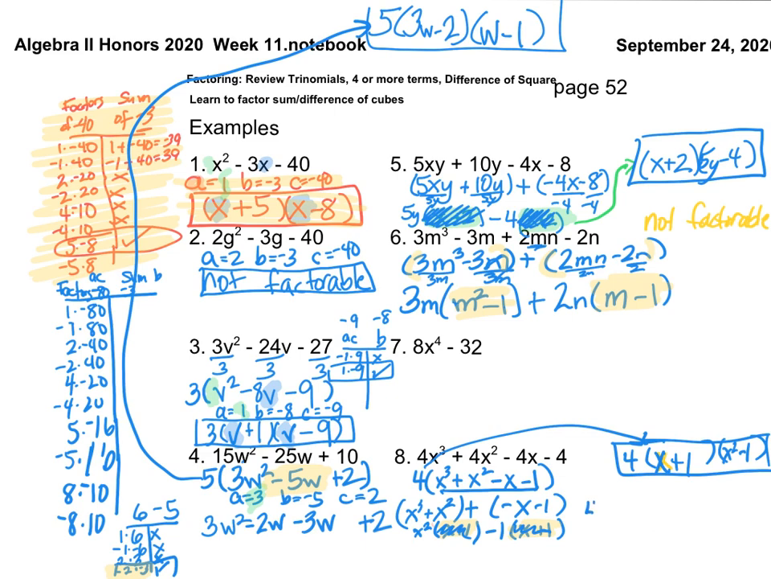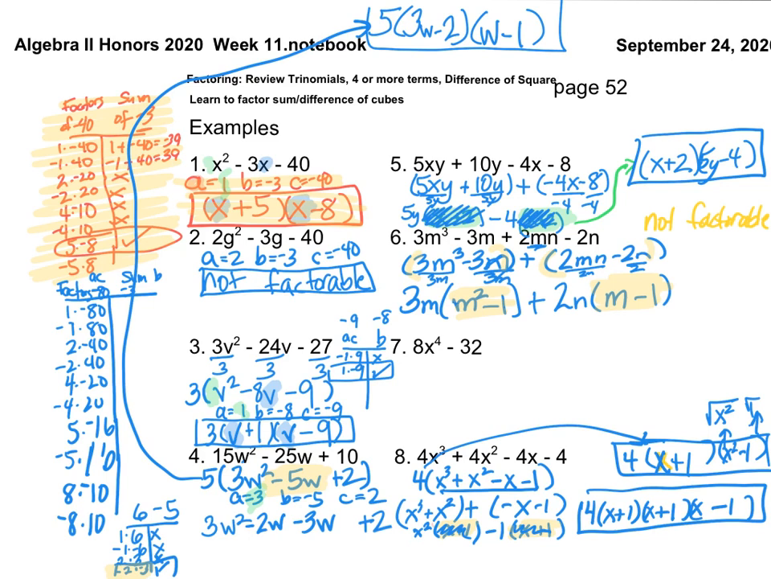I'll bring down my 4. I'll bring down my x plus 1 because it is completely factored. I'll put 2 empty parentheses, one with an addition sign and one with a subtraction sign. I'm going to take the square root of x squared and the square root of 1. And I do expect to see that work. The square root of x squared is x. The square root of 1 is 1. And now that is the final answer to number 8.